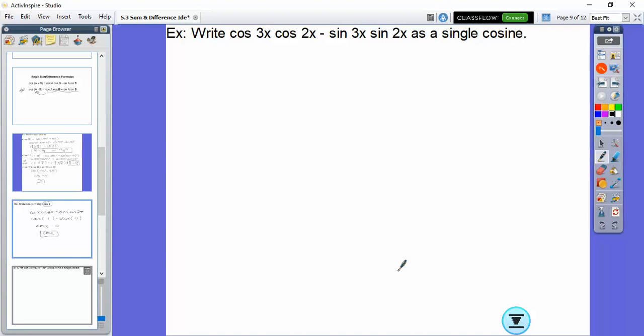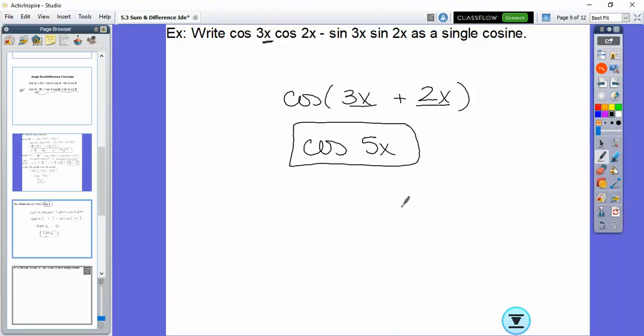So we have cosine 3x times cosine 2x minus sine 3x sine 2x. Does this look familiar? It's the equation. It's the first one. I gave you the right side, you give me the left. So it turns into cosine of a plus b. My a is just the 3x, my b is the 2x. So cosine 5x. And that's your answer.